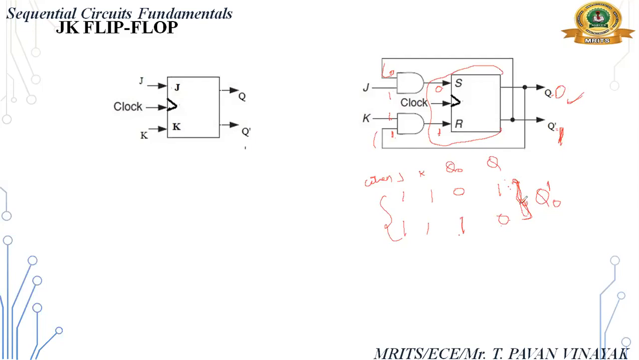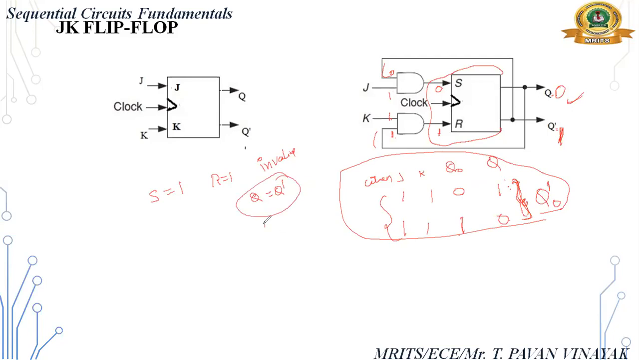This is the complement of previous state. So have you understood this one? JK flip-flop. When S is equal to 1, R is equal to 1, we get an invalid condition, right? Because Q is equal to Q bar, which is an invalid statement.